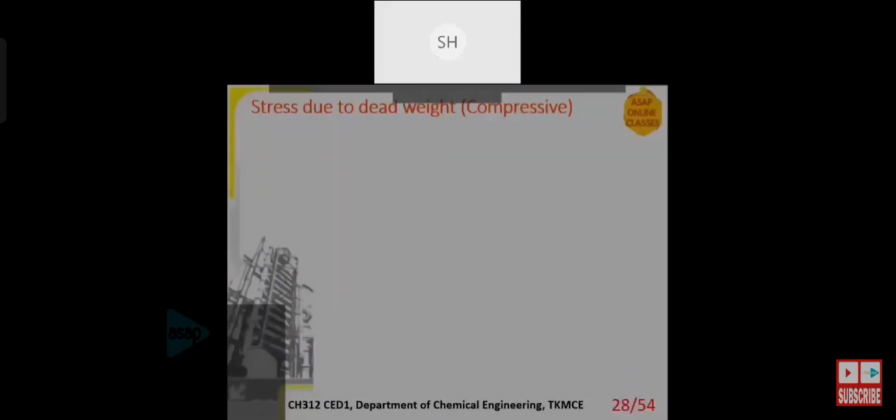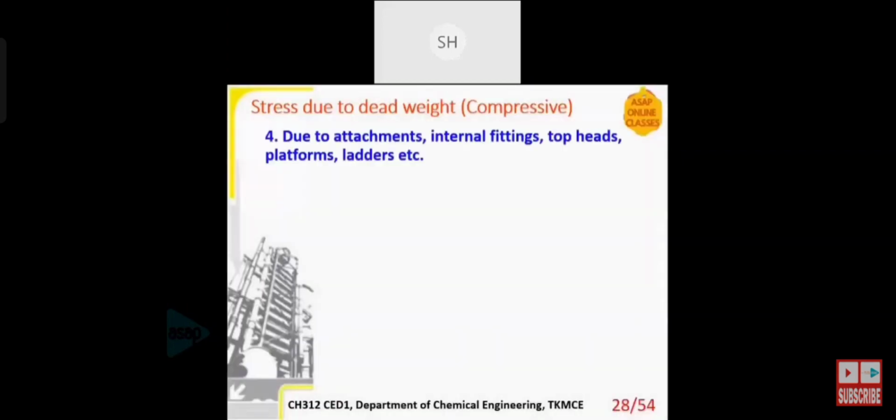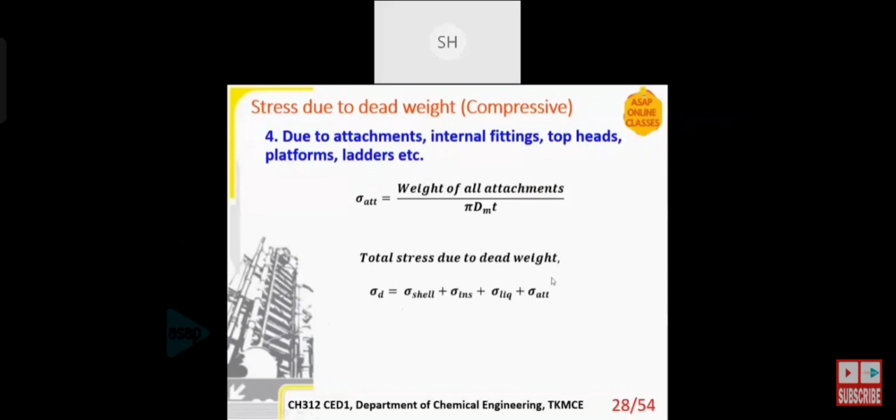Then next is the stress due to attachments, internal fittings, top heads, platform, ladders, etc. I have shown one image where you have seen the ladder, platform, etc. So weight of all attachments divided by the cross-sectional area pi dm into T. That is sigma ATT, meaning attachments. Now the total stress due to dead weight is the sum of all this: sigma shell plus sigma insulation, sigma liquid plus sigma ATT. So whatever is the sum of the dead weight, it is added up.